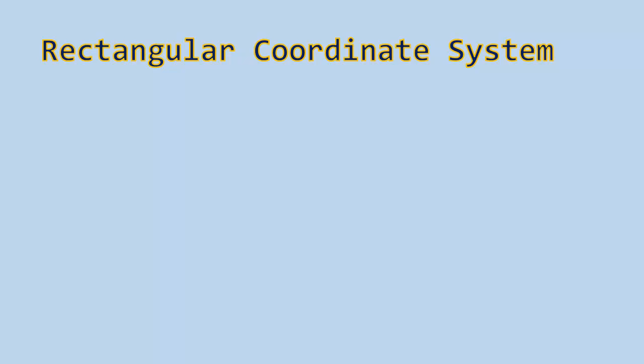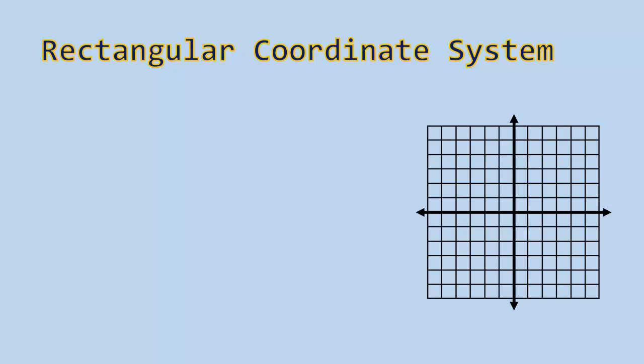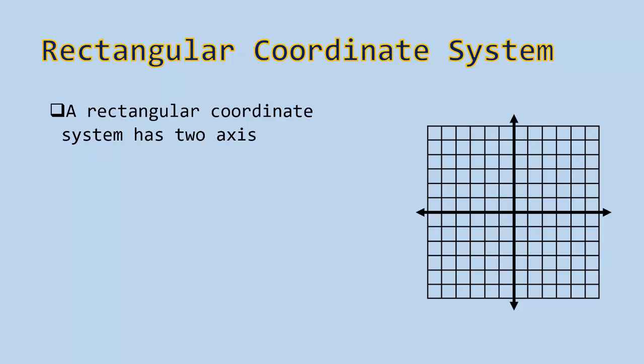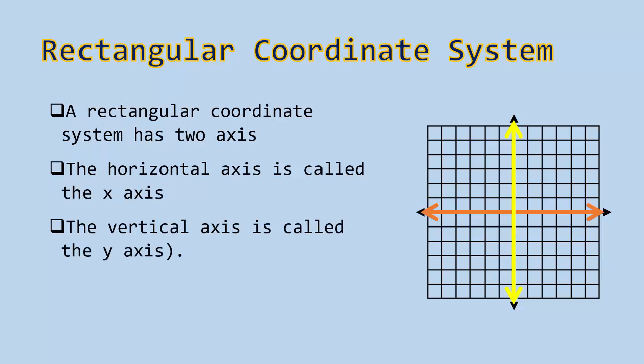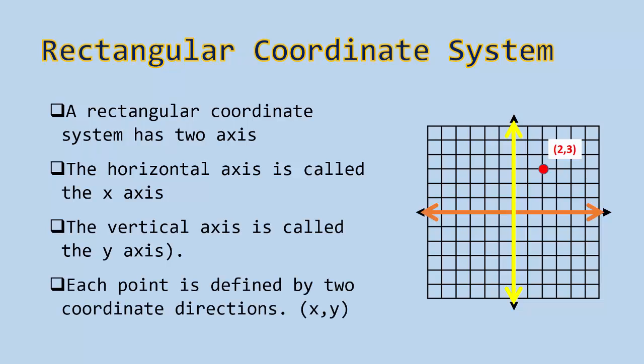In this lesson, we will discuss the rectangular coordinate system. A rectangular coordinate system has two axes. The horizontal axis is called the x-axis. The vertical axis is called the y-axis. Each point is defined by two coordinate directions, x, y.